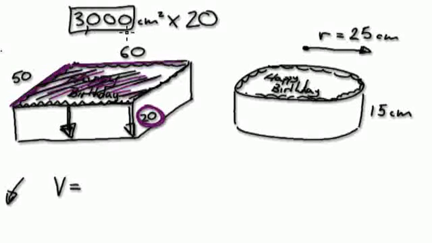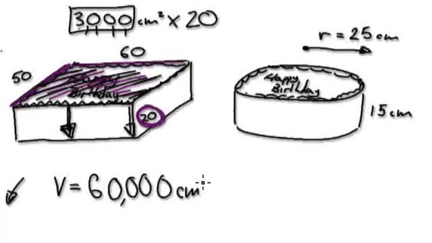Okay, so it would be 3000 times 20. So the volume of this thing would be 3 times 2 is 6, and then 1, 2, 3, 4 zeros. Do whichever method you want. 1, 2, 3, 4. Yep. So the volume of this thing here would be this many centimeters cubed.